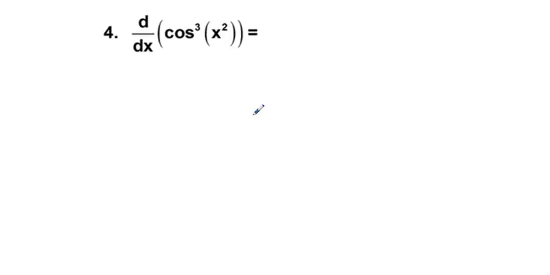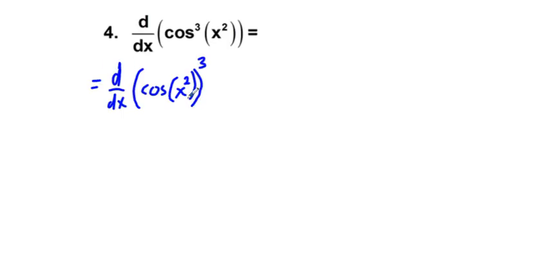Problem number 4, we have d dx, which is derivative with respect to x of cosine cubed x squared. And I'm going to rewrite this as d dx, and I'm going to put cosine x squared, excuse me, and then we're going to cube on the outside because this cosine cubed means exactly that.